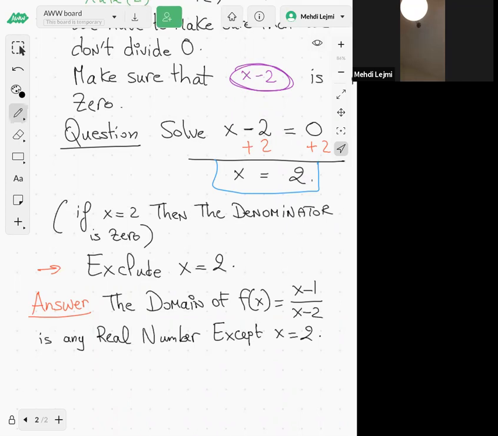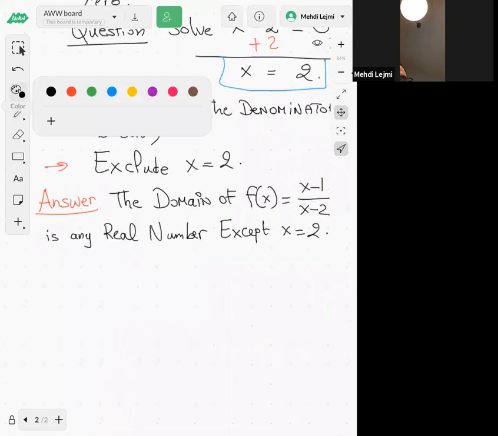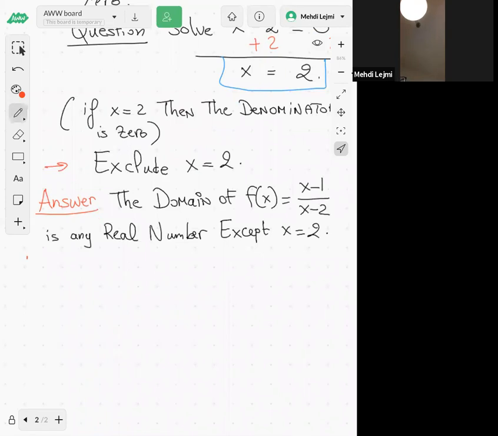So my x can be any number. It doesn't matter, except when x is 2, then the denominator is 0. So that's why we have to exclude x equal to 2 from the domain. Okay, so actually this is not the final answer, because in the final answer, guys, we need to use what I call the interval notation. So for the final answer, and I'm going to explain what I mean by the interval notation.